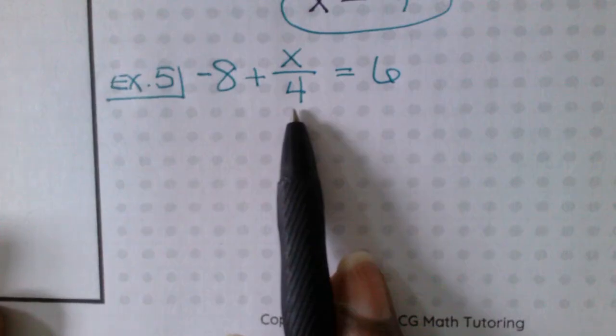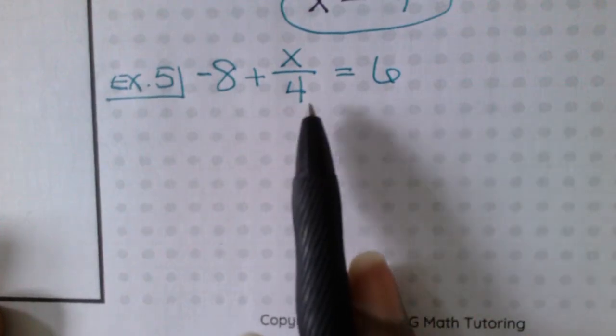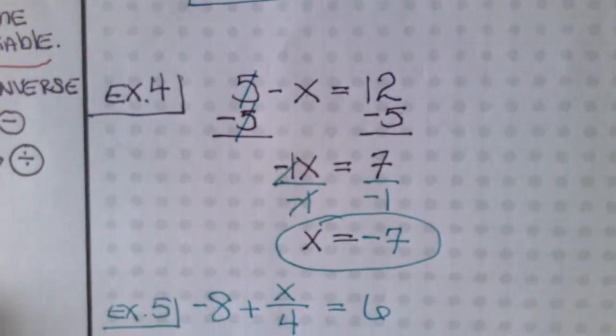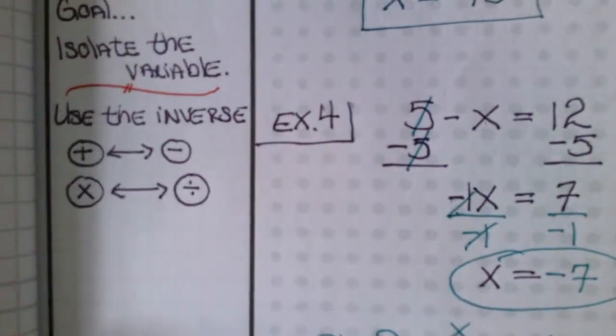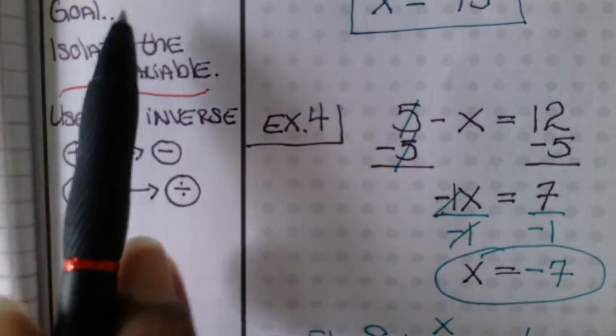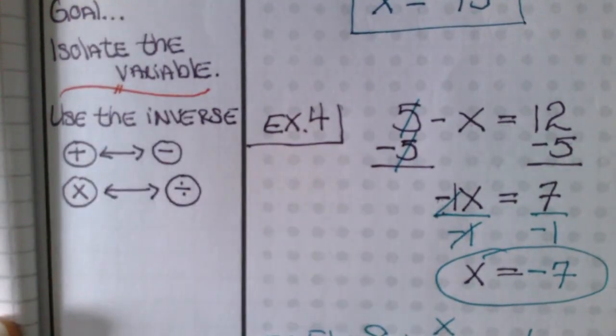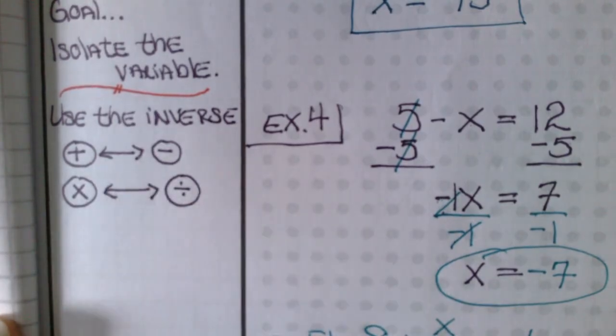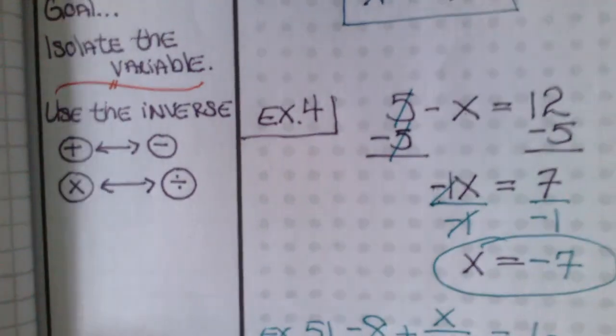So now, we have our isolation. Remember, the goal, okay, this is what the last one looked like. So the goal is to isolate the variable. No matter how we try to expand on these equations, your goal is to isolate the variable, and we're going to use the inverses. All right?